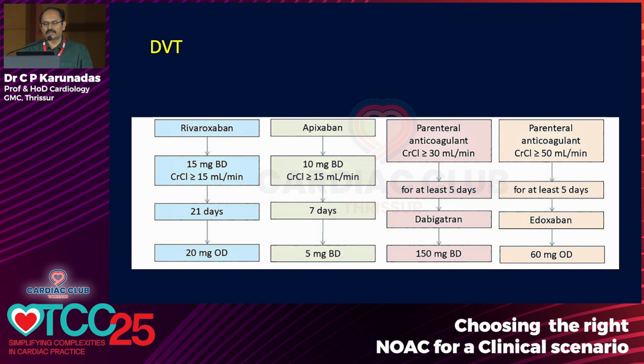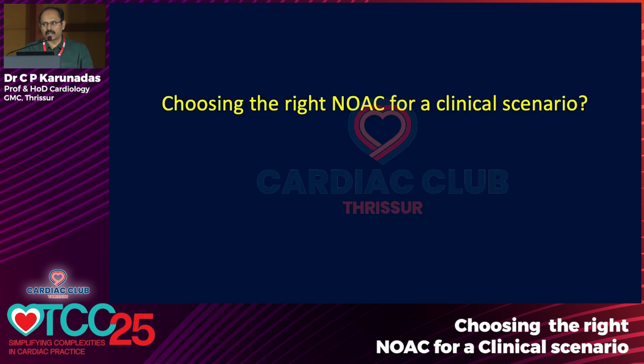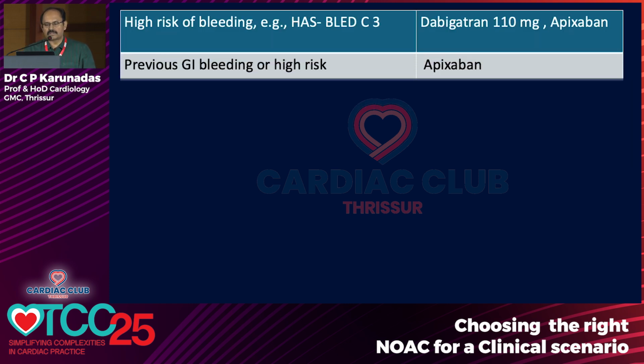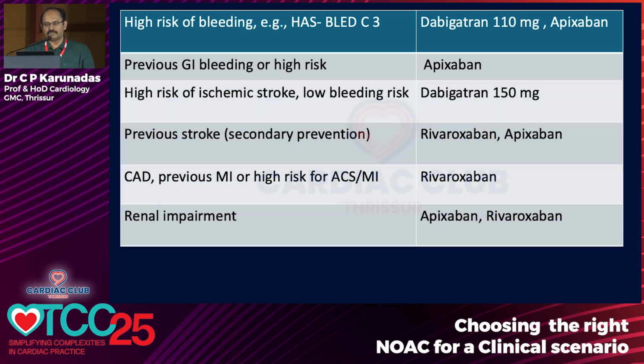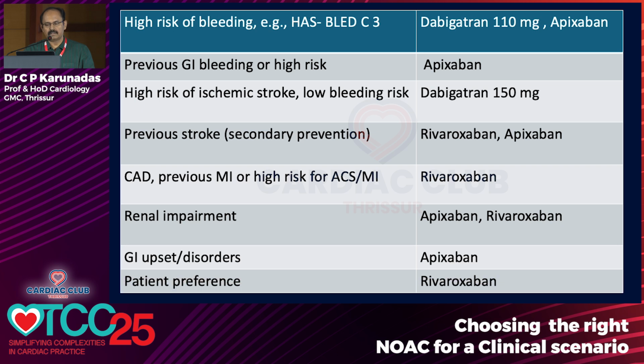So let us come back to our question: choosing the right NOAC for a right clinical scenario. If the patient has a high risk of bleeding, we use apixaban or dabigatran 110 mg. Previous GI bleeding or high risk of GI bleed, apixaban. High risk of ischemic stroke with a low bleeding risk, a higher dose of dabigatran or rivaroxaban can be used. Previous stroke, secondary prevention, rivaroxaban.